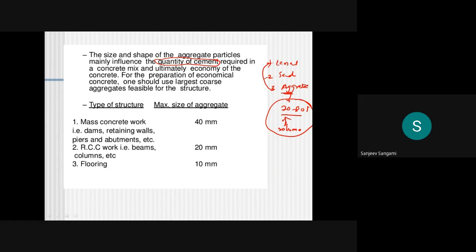For the preparation of economical concrete, one should use the largest size feasible for the structure. For concrete works like dams and retaining walls, this is preferred. For RCC beams and columns, 20 mm is preferred, and for flooring, 10 mm. Of course, it depends. With a proper mix design you can use other sizes in place of 20 and 10. But these are normally preferred. For RCC works you can use 20 mm also, not a problem, but in what proportion you are using it has to be clear.